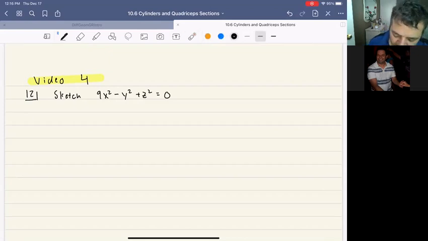So what I'm going to do first is get rid of that 9. I'm going to say, you know what? Let's let u equal 3x. Okay? So then I have u squared minus y squared plus z squared equals 0. Now I have a symmetry, right? U and z are symmetric.